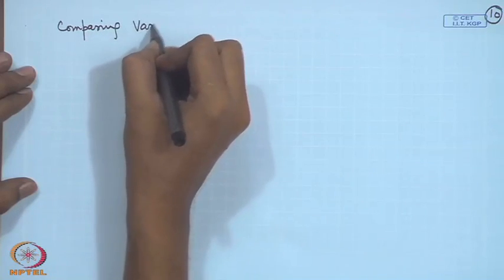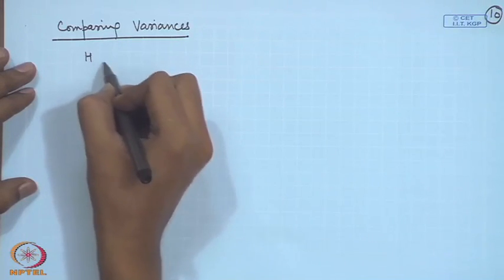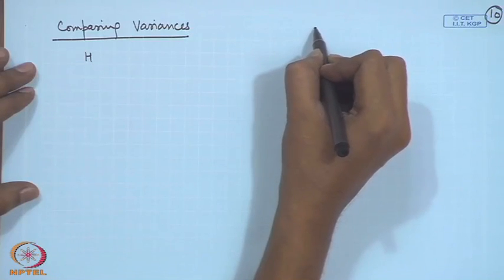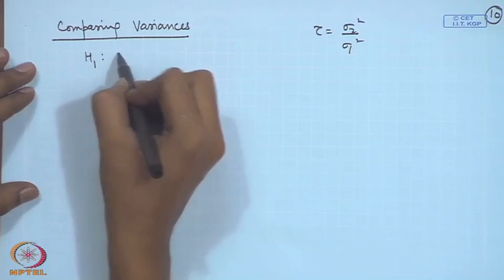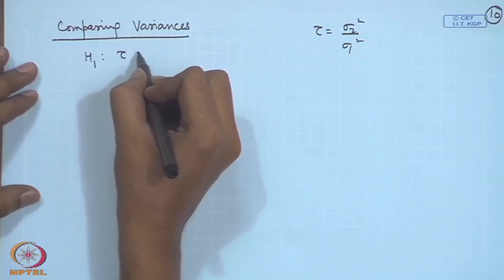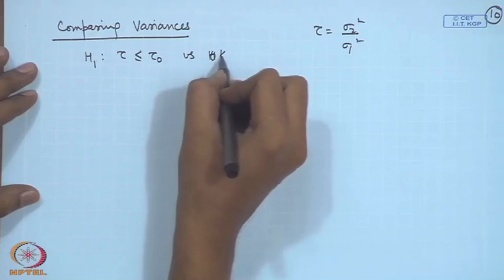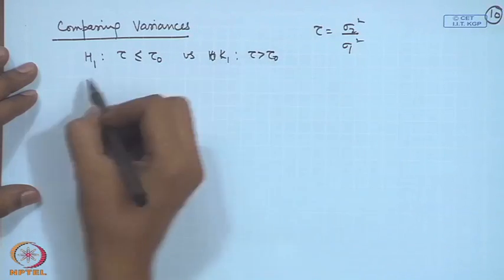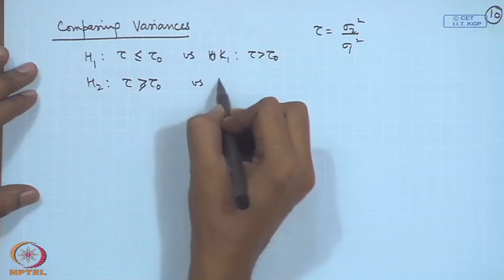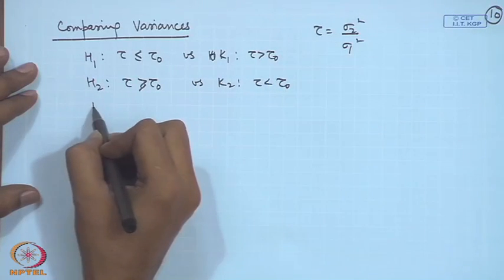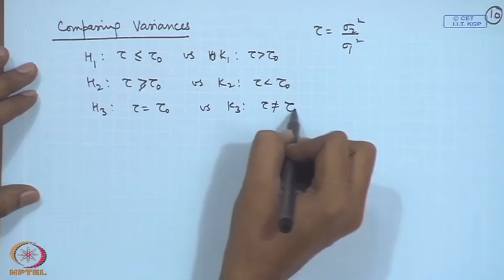Comparing variances. So, that means we may have a testing problem of the nature. Let us write tau equal to sigma 2 square by sigma 1 square. So, we may consider tau less than or equal to tau naught against tau greater than tau naught, tau greater than or equal to tau naught against tau less than tau naught, and tau equal to tau naught against tau not equal to tau naught.